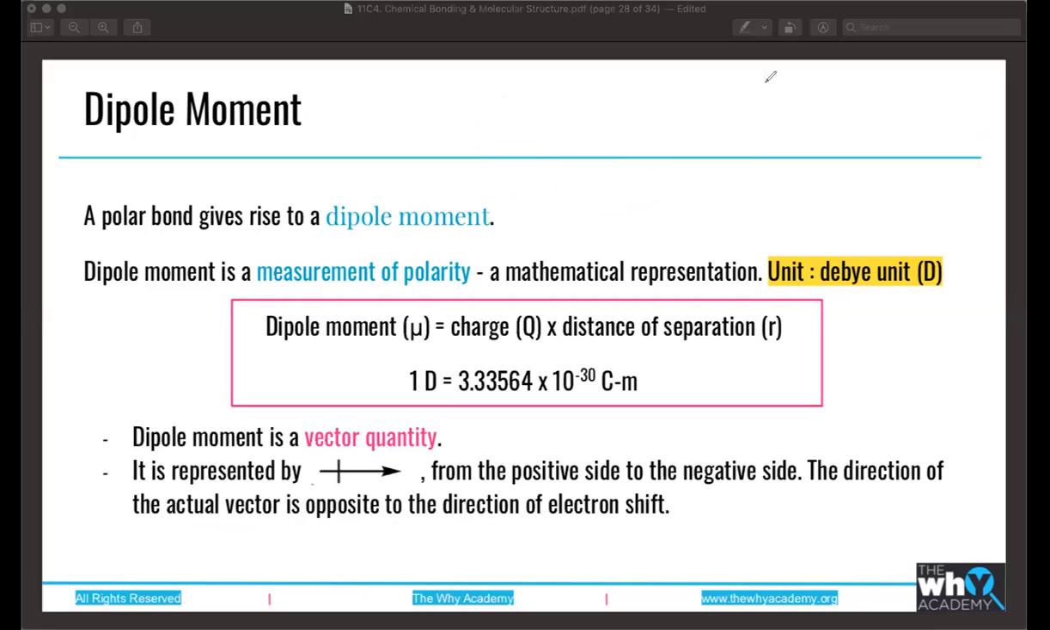And because it is a vector quantity, carbon dioxide, even though the individual bonds are polar, with electrons shifting towards oxygen on both sides, the forces are going to be equal. Because both sides have oxygen, the overall net dipole moment is zero. Both of these forces cancel each other, and carbon dioxide is a non-polar molecule.